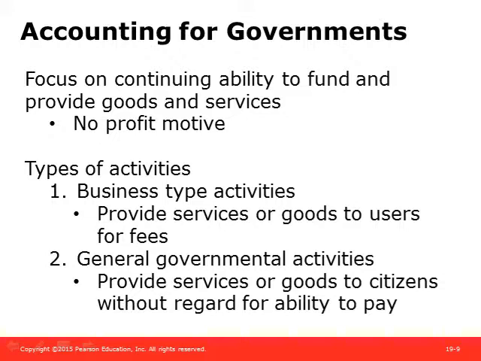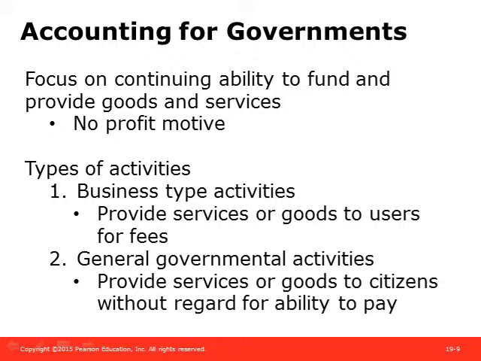And these include activities to provide services to entities outside the government, such as water and sewer services, electrical services, golf courses, and transit systems. And then others provide services to departments or agencies within the government, such as central motor pool, self-insurance activities, and central printing and data processing services.